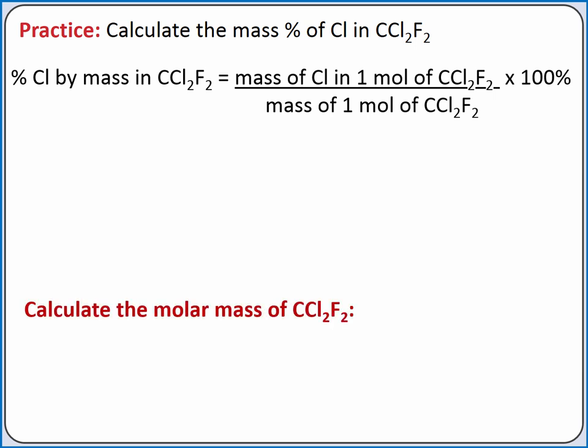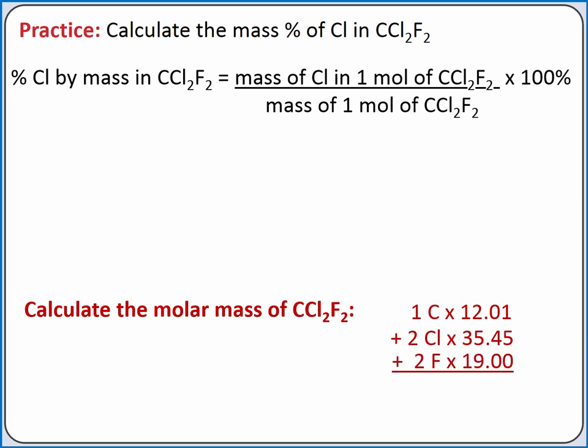Let's first calculate the mass of 1 mole of CCl2F2. We have 1 mole of carbon with a mass of 12.01 grams, plus 2 moles of chlorine with its mass of 35.45 grams, plus 2 moles of fluorine times its mass of 19 grams. Adding these together, we'll get 120.91 grams of CCl2F2 in 1 mole of CCl2F2.